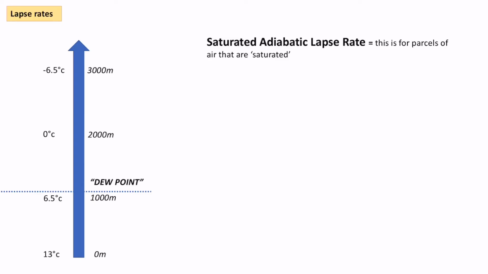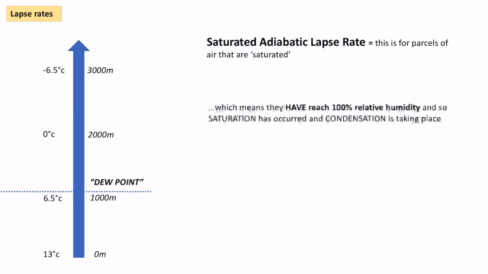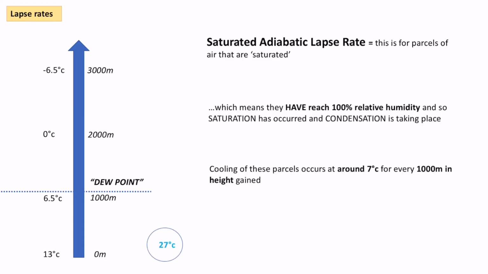So the saturated adiabatic lapse rate is when the parcel of air has actually reached 100% relative humidity. And that's when saturation is occurring and condensation occurs and we get clouds forming. So the point at which that's going to happen for this parcel of air is 1,000 meters. Once it gets beyond that point, the cooling of that parcel is going to go at 7 degrees. So it's going to be cooler than the dry adiabatic lapse rate. Here my parcel of air is 27 degrees, so it's going to rise quite rapidly, but it meets its 100% relative humidity at 1,000 meters.